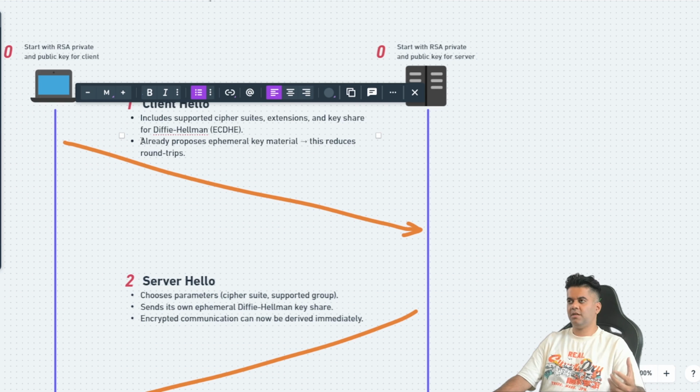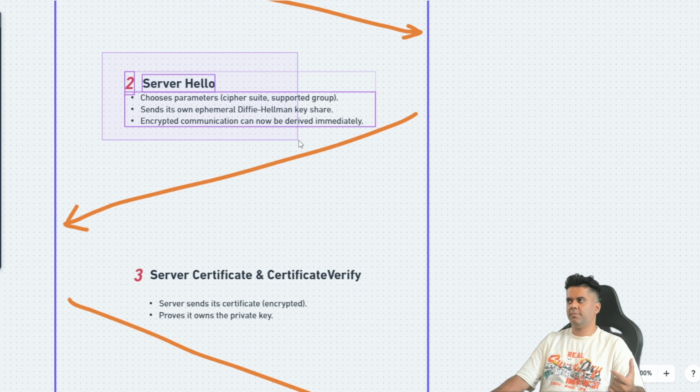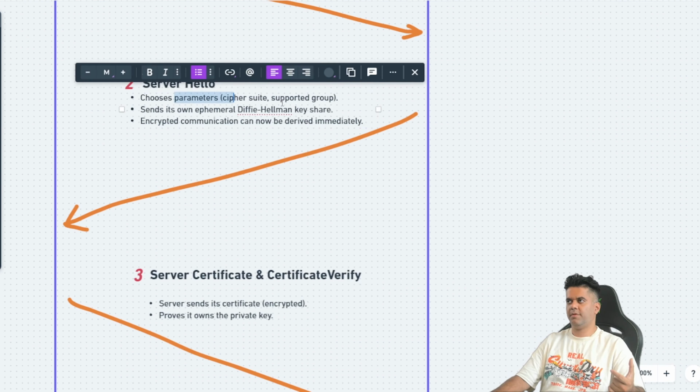The other thing that happens here is that it already proposes ephemeral key material. So we know that the key is going to be changed for each session, and that's why we're going to have ephemeral keys. And this reduces round trips because the material is proposed in the first stage itself. And the server replies with a hello and chooses the parameters like the cipher suite and the supported group. It sends its own ephemeral Diffie-Hellman key share. And now the encrypted communication can be derived immediately.